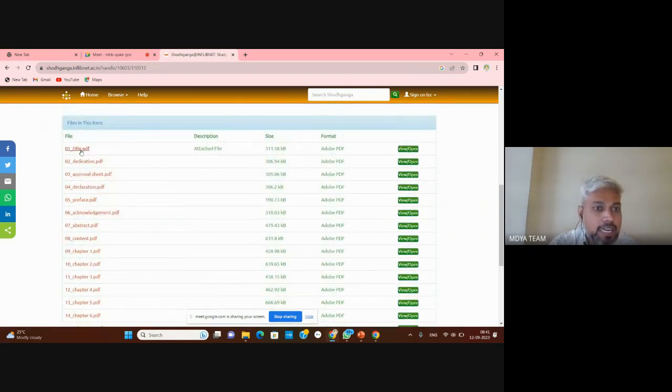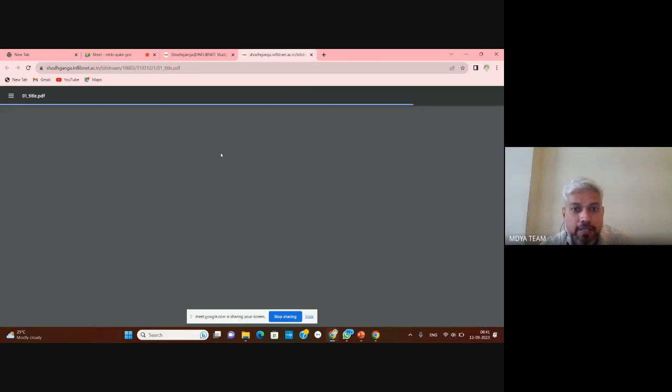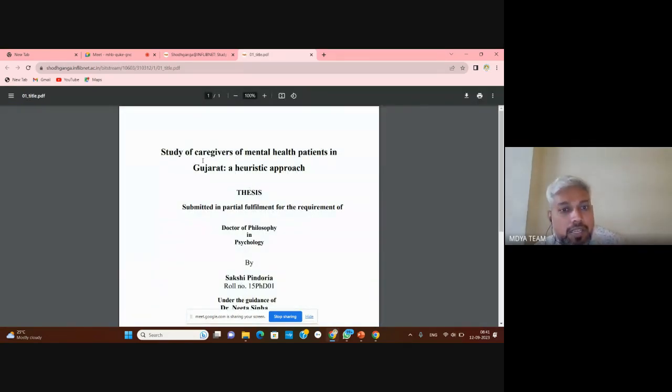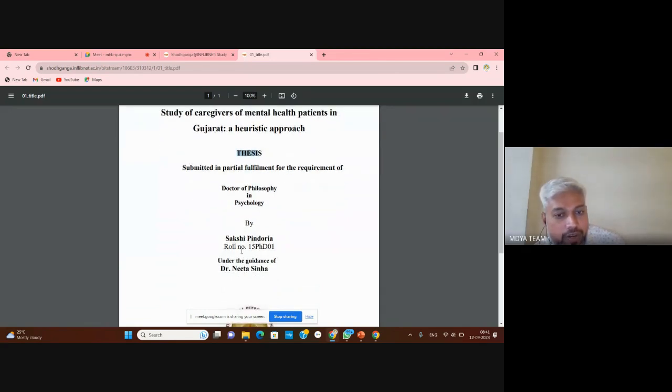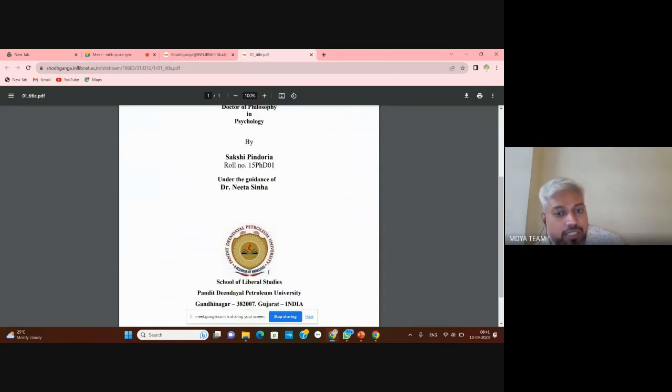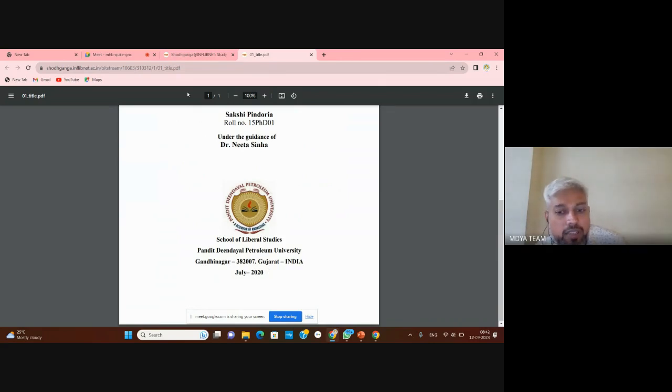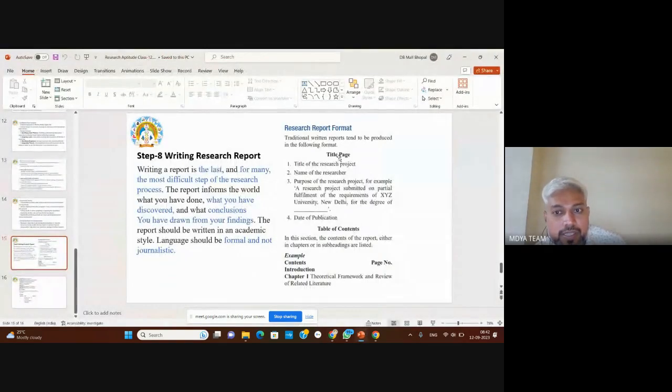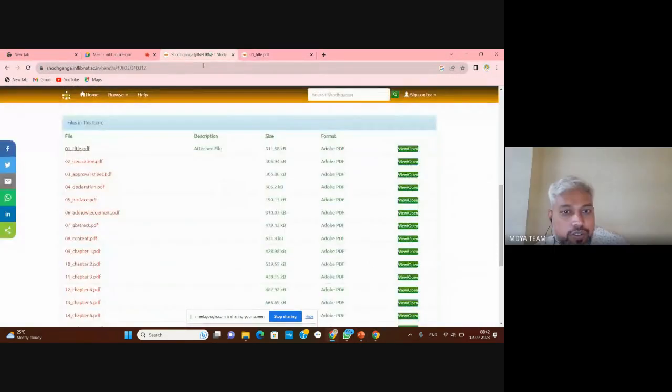Now from here you can find the complete detail of the thesis. Here is the title PDF. What does it include? Let's see. This is the title page. The title is mentioned here. It is a thesis submitted in partial fulfillment of the requirement for Doctor of Philosophy in Psychology by Sakshi Pindoria, roll number, under the guidance of. So this is the first page, called the title page. Understand? Okay.